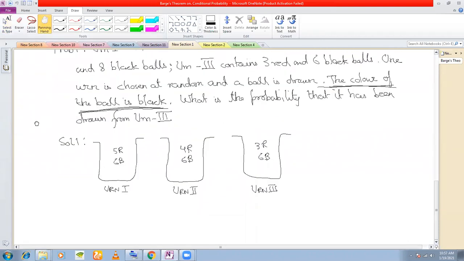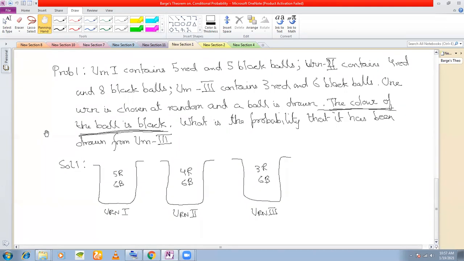Now, the question here is, before that, what is given here is that one urn is chosen at random. Out of any of the three urns, you choose any one you want, and you draw a single ball, and you find that the color of the ball is black. The question here is, what is the probability that it had been chosen from urn 2?